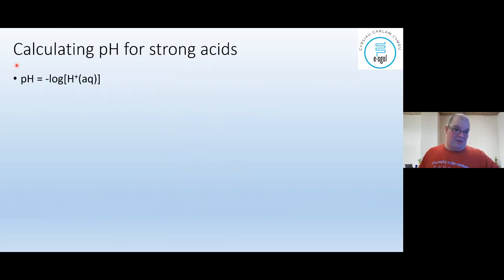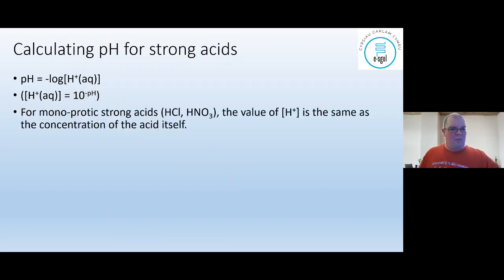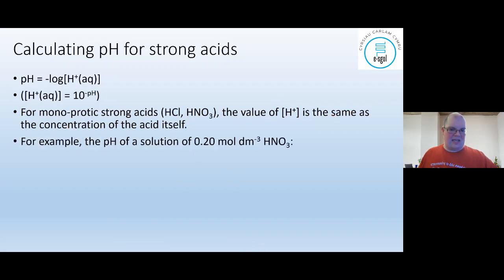Now, as you may remember, pH is equal to negative log to the base 10 of concentration of hydrogen ions. And the reverse of that function is hydrogen ion concentration is equal to 10 to the power of minus pH. Okay, you need to know both of those. Now, for monoprotic strong acids, such as HCl and HNO3, the value of H plus is the same as the concentration of the acid itself. So that's nice and easy.